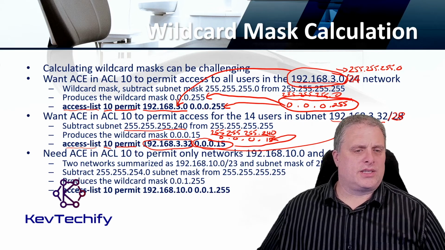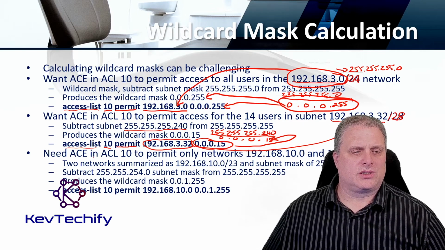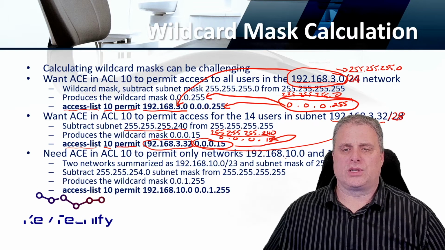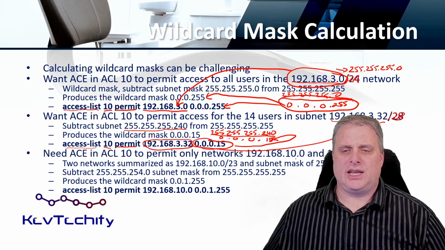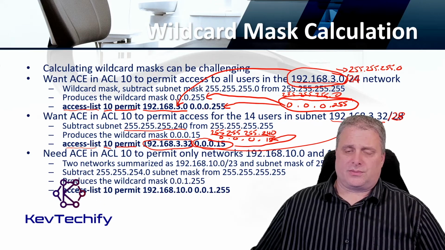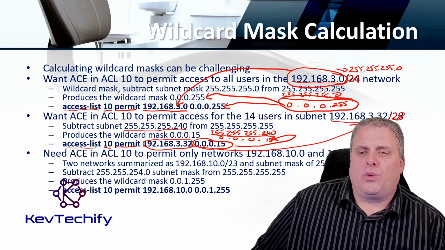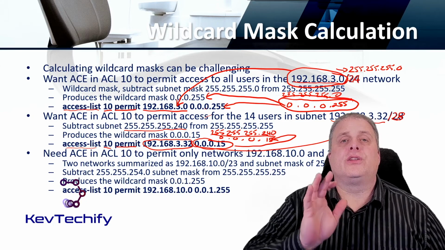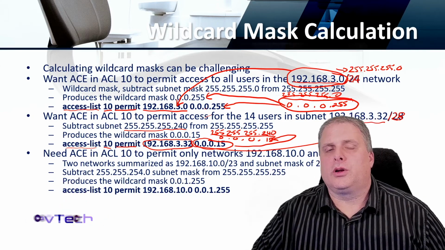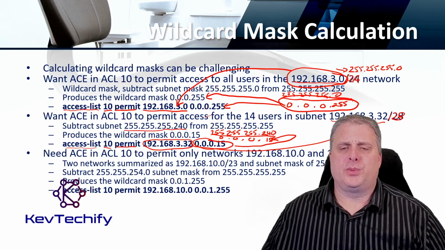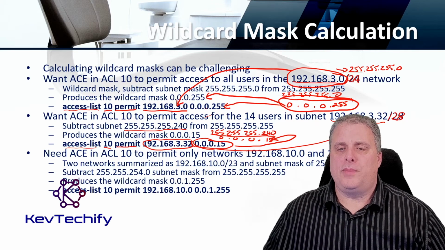And here in our last example, we need an access control entry for access control list 10 to permit only the networks of 192.168.10.0 and 192.168.11.0. What we're going to wind up doing is this supernetting again. If you're still a little fuzzy on supernetting, look up some of our previous videos. We cover it there. But we're going to wind up supernetting and borrowing 1 bit.